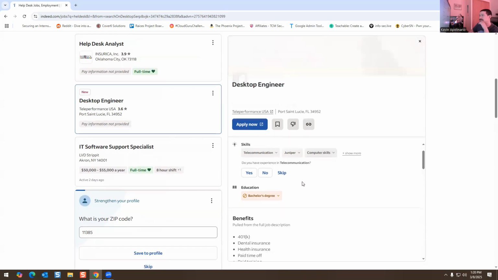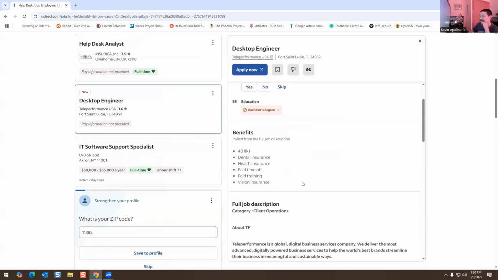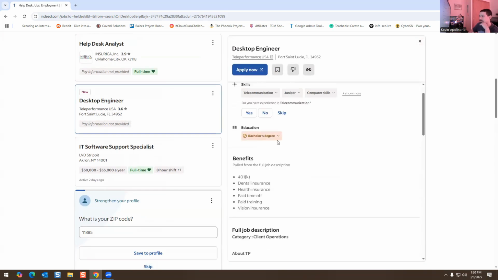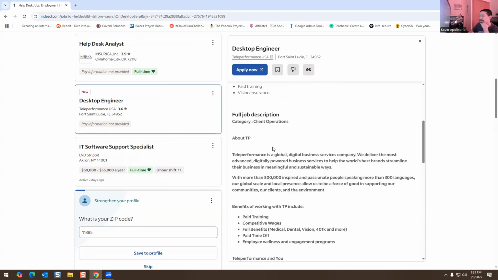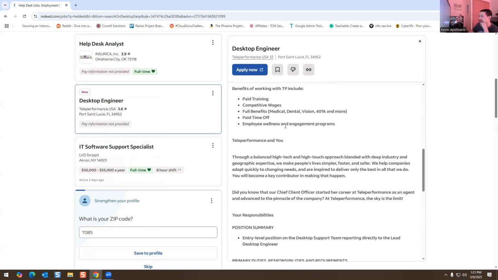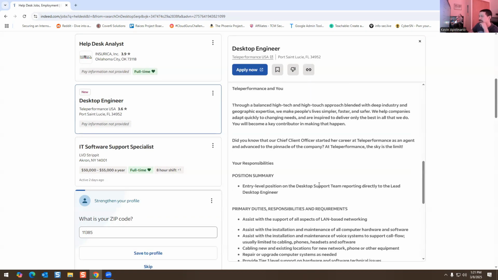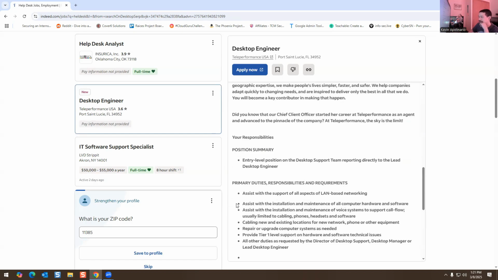Desktop support engineer. Oh, look at this. I have a person that I'm training right now. Let me see if they're able to do this job. Maybe they're able to do this job. So, entry level position. Yep, this makes sense. LAN, cabling, phone. All right.